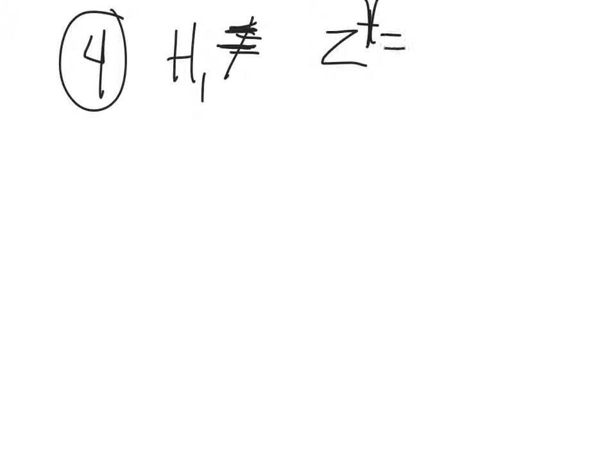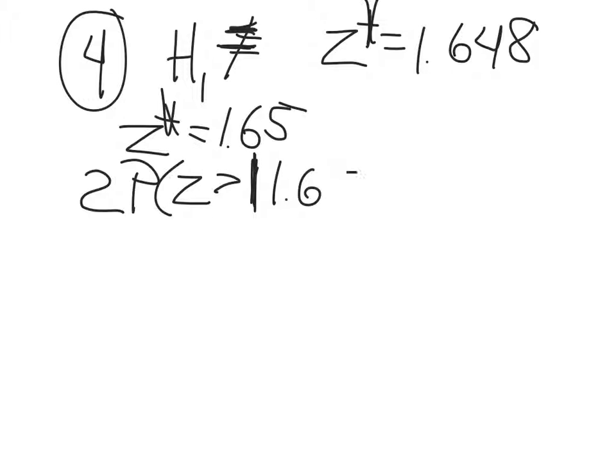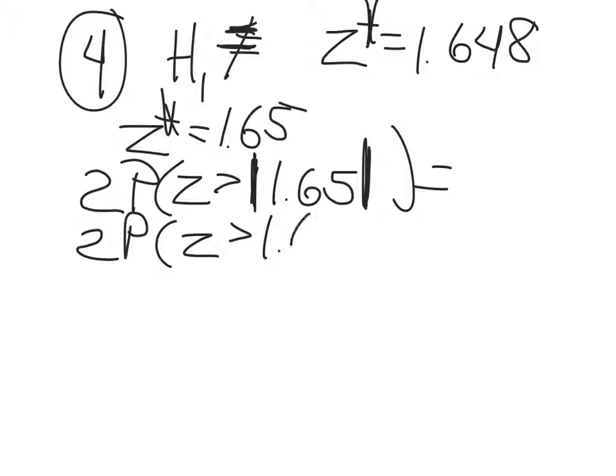And here we go. If you go back in the original problem, which is a couple questions back, you'll see that the H1 was a not equal to, and the Z star was 1.648. Well, we don't have 1.648 in our table, so I'm going to go ahead and use 1.65. So I'm going to have 2 times the probability that Z is greater than the absolute value of 1.65. And that's going to be 2 times the probability that Z is greater than 1.65.